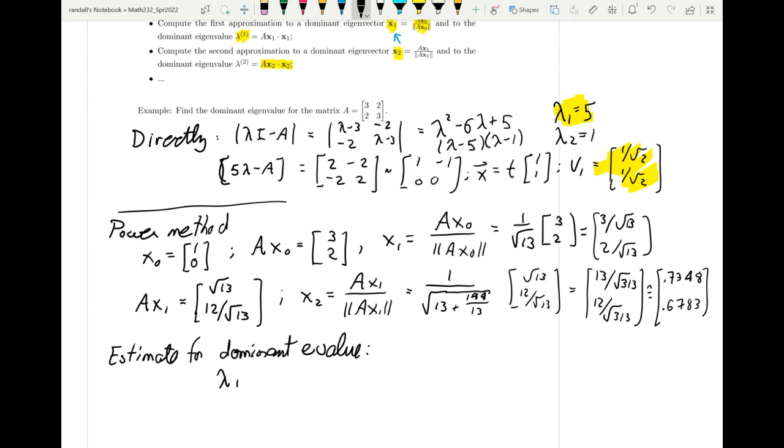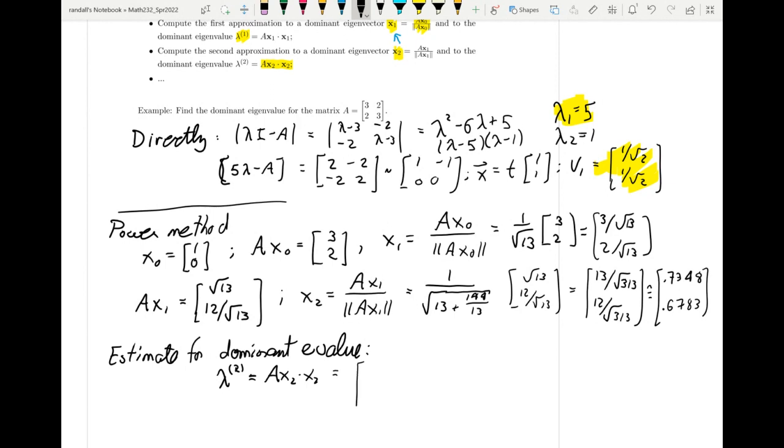Okay, so the first estimate is lambda 1, which is Ax2 · x2. Actually, this is the second estimate above, so let's write it that way. Okay, so let's compute this.